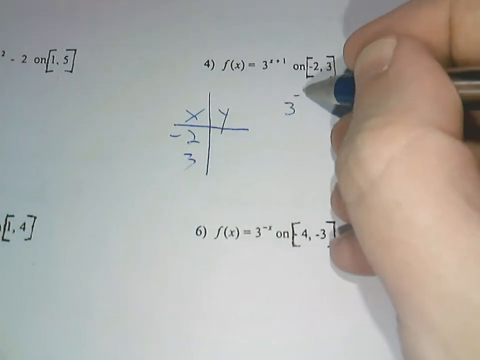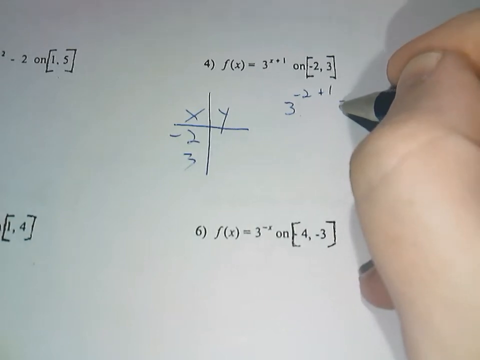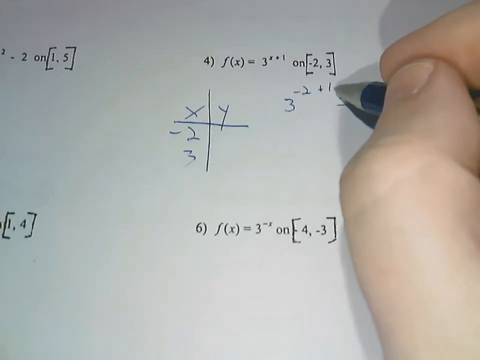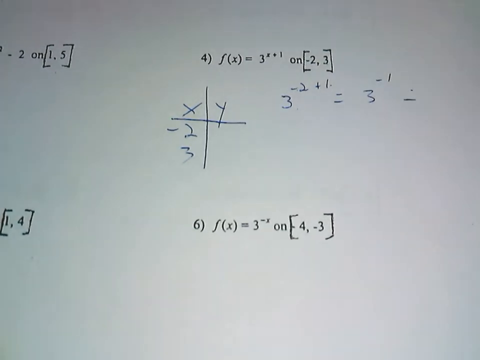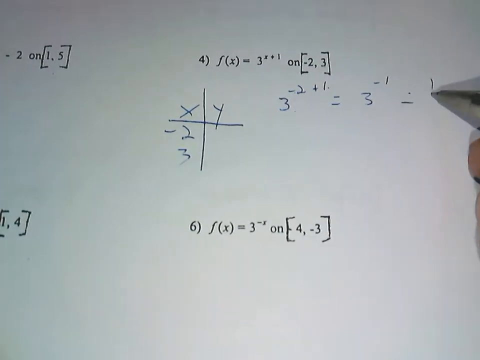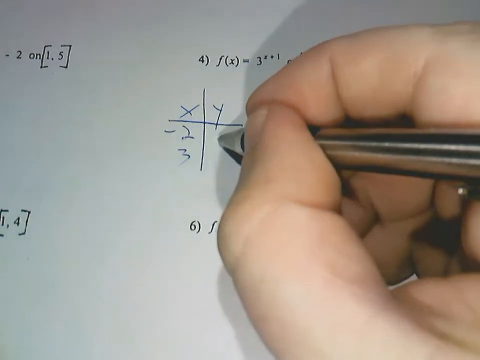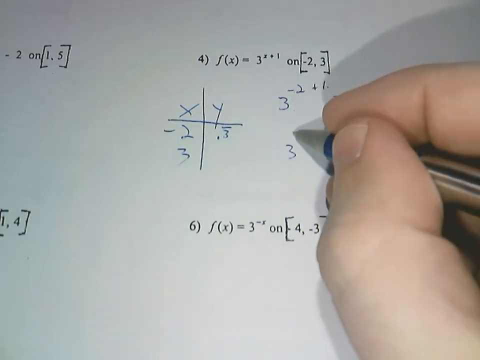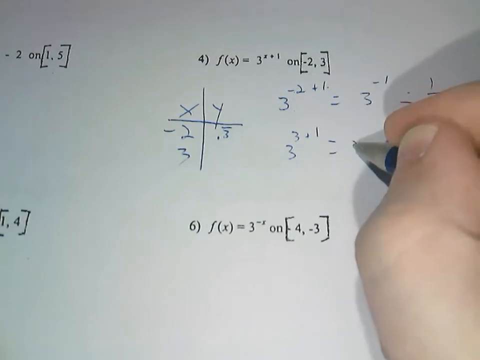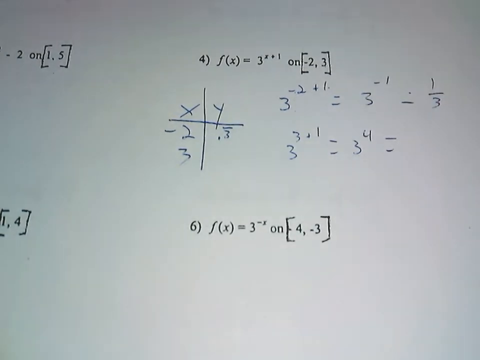So I have 3 to the -2 plus 1, which, after I combine -2 and 1, is going to be 3 to the -1 power, which is 1 over 3, or 0.3 repeating. Okay, so I'll just do 0.3 repeating. And then let's plug in 3. So I have 3 to the 3 plus 1 power, which is 3 to the 4th, which is 81.